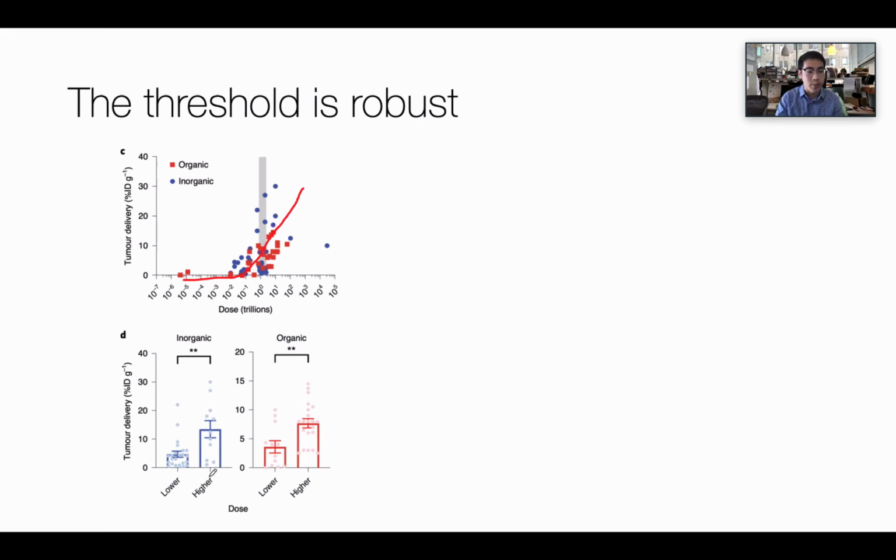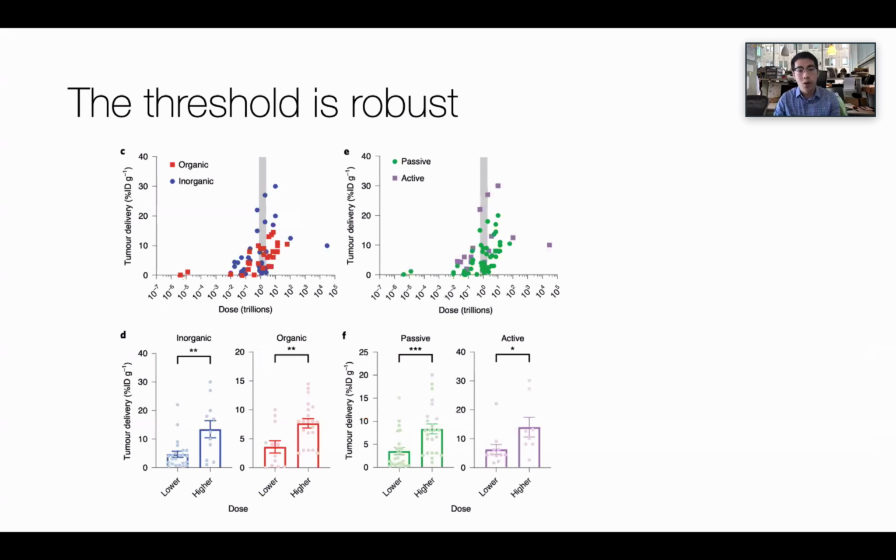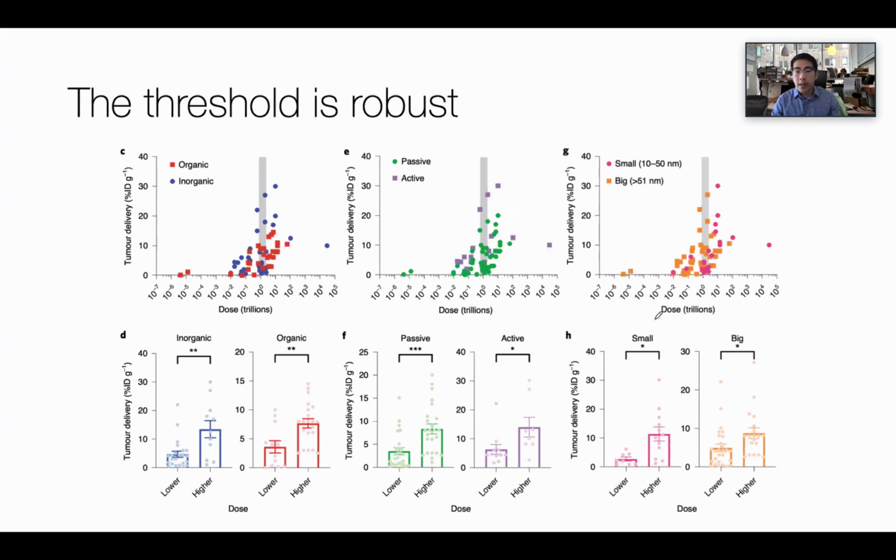So no matter what, if you gave a higher dose above that threshold, the studies showed increased tumor delivery. We saw this for passive versus active targeting also. If you added a targeting ligand that specifically recognized cancer cells, you get the same increase no matter if it had that ligand or not. And then finally, we also looked at size, which is an important nanoparticle design parameter, and we see the exact same thing, whether they're small particles or big particles, as long as you gave more, there were more that entered the tumor.